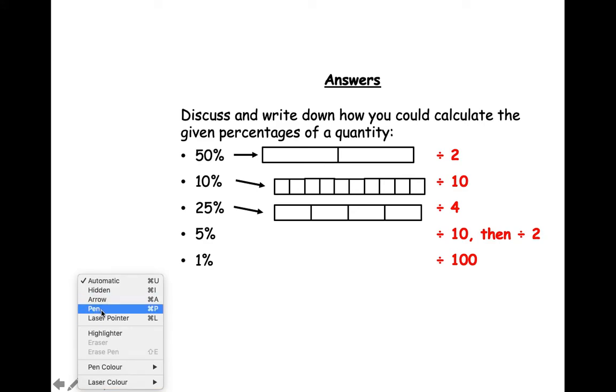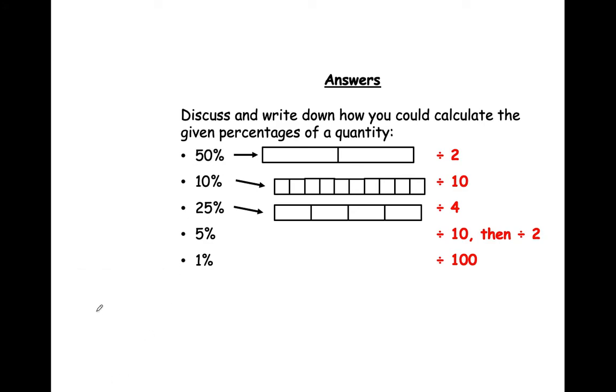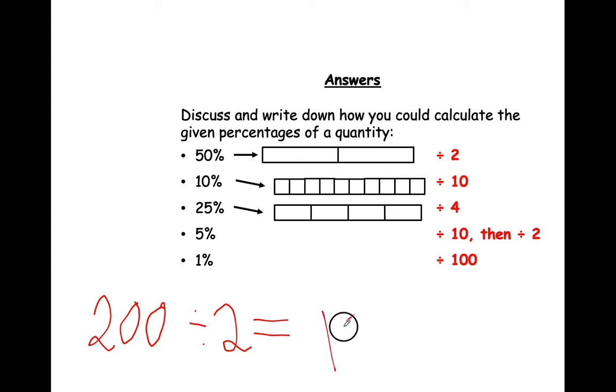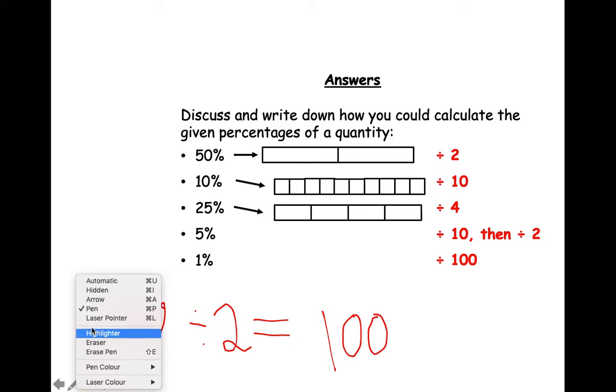For example, if we were to find 50% of 200, all we'd have to do would be to take 200 and divide it by 2, because 100% is the total amount, so 50% is half of that. So our answer would be 100. Hopefully that's nice and simple for you, and simply a recap.